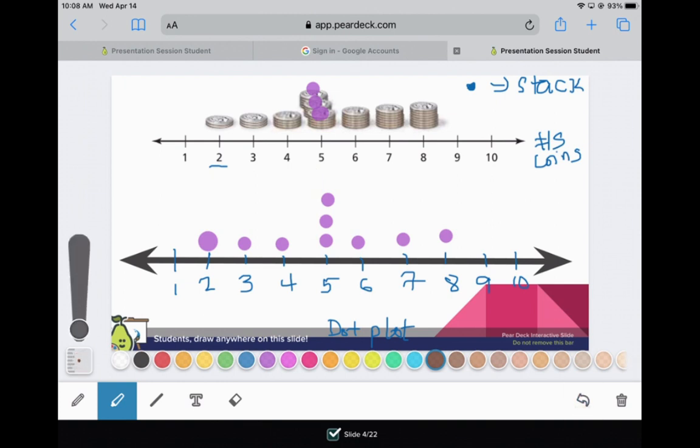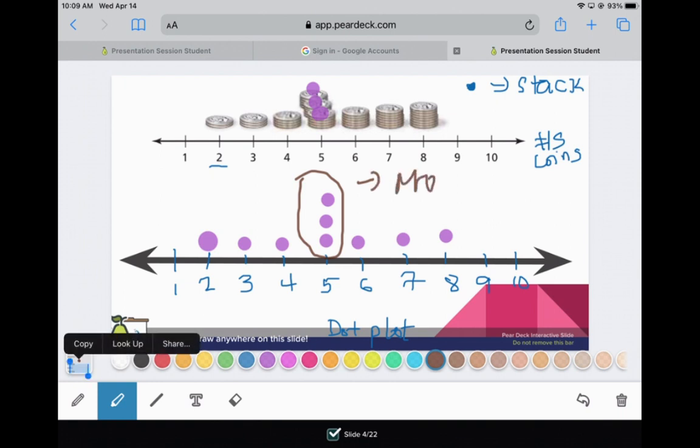If I look over here, the one with the most dots, we call the mode, right? Because this one had the most. So that's the mode. Okay. So 1 dot represents the stack. When you answer the question, make sure you look for the instruction, and it will tell you exactly what they want. So this is a dot plot.